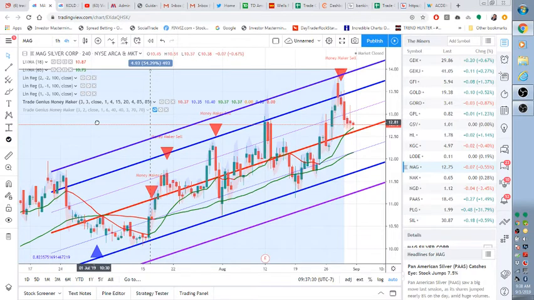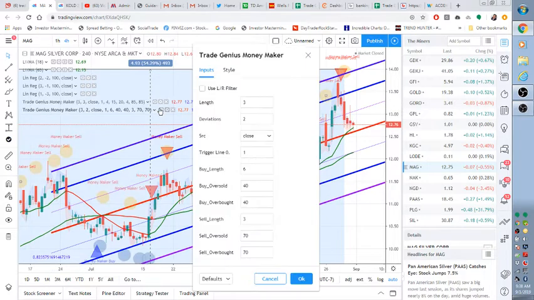And so what I did was I created a second moneymaker, because the question I always get when trading is, when do I get back in if I get stopped out? And this is the best way to buy the dip, is that you go ahead and set up a separate moneymaker and use the length of 3, same trigger line, your buy length is 6, and using the 40 and a 40, and your sell length is 3, and using the 70 and the 70.